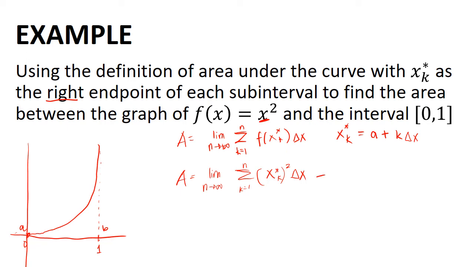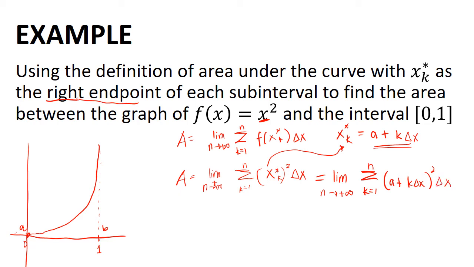And then, di ba ang value ng x star k natin is a plus k delta x? Kaya, pwede natin din yung palitan ulit. Summation ng k equals 1 to n. So, magiging a plus k delta x squared yan. Okay, kasi yung x star k equal yan dyan sa a plus k delta x. Saan galing ito? Kasi right endpoint yung ginamit or pinapagamit sa atin na convention. And then, multiply to delta x.